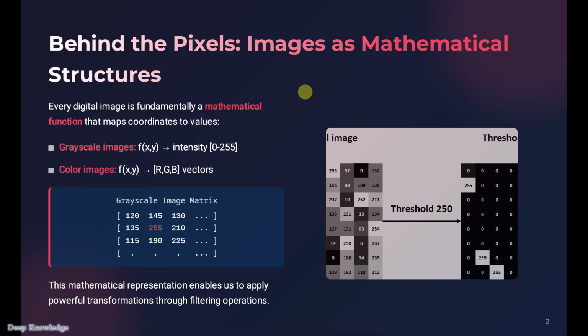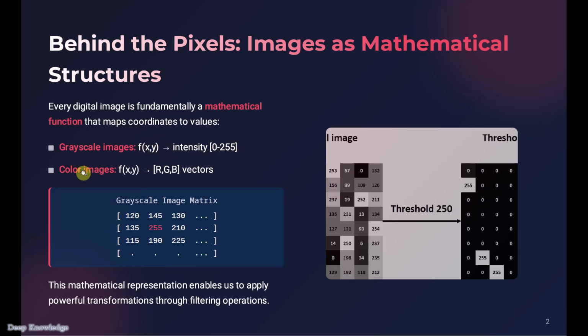A grayscale image is only one two-dimensional array like this. For instance, this is only one example. It has rows and columns, and each cell here, as I said, is called a pixel, and the pixel value is from 0 to 255. If it's 0, it's black. If it's 255, it's white.